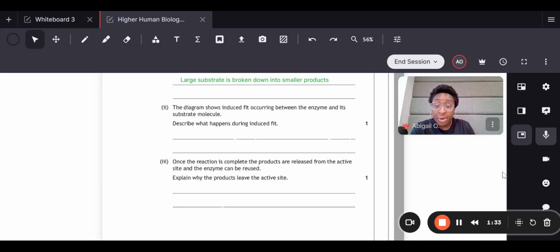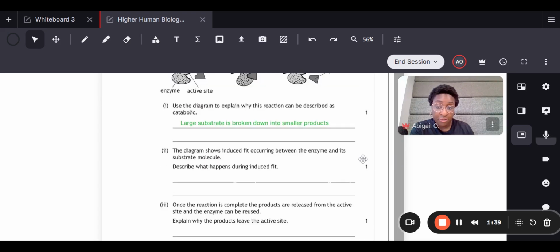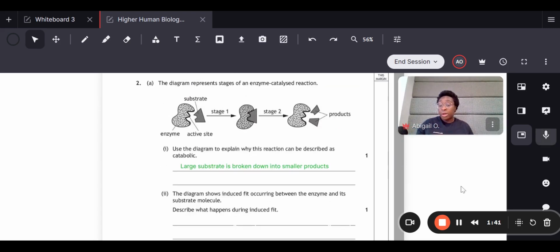In 2ii, the diagram shows induced fit occurring between the enzyme and its substrate molecule. Describe what happens during induced fit. So this is all pulling on our knowledge of enzymes and substrates. So we know enzymes and substrates have to be specific to one another, because every enzyme has its specific substrate. Enzymes can't just break down whatever they feel like. Although you have an enzyme that's specific to the substrate, they need to have something called an induced fit.